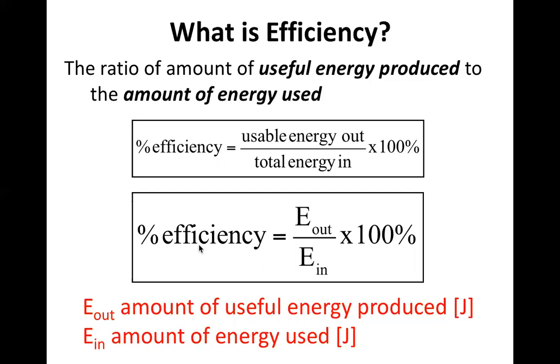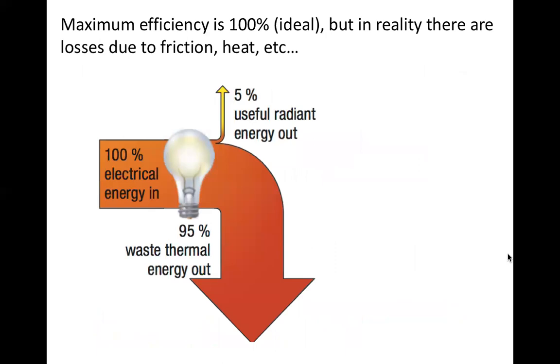Otherwise, it denies the law of conservation of energy. So E out is the amount of useful energy that you get, and E in is the amount of energy you use. Violates is the word. If this was more than 100%, it would violate the law of conservation of energy. So maximum efficiency is 100%. That's what's ideal, but in reality, there are losses due to friction, heat, etc.